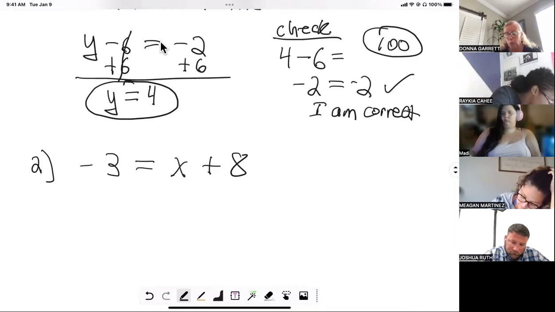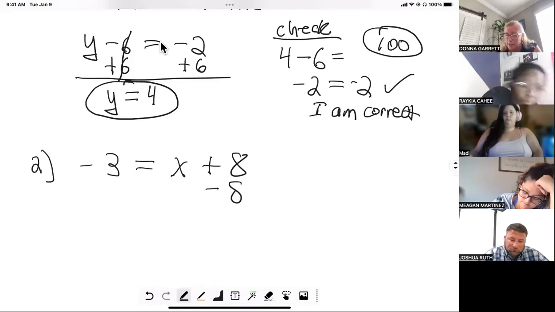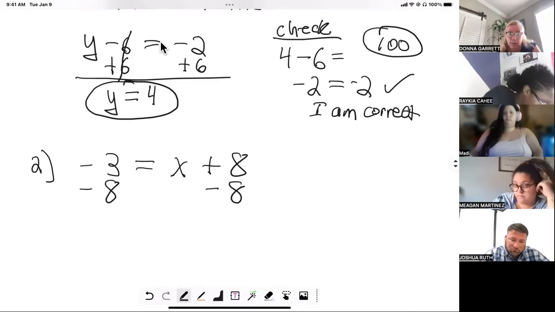So this time, though, my x is on the right side. So I want to get x by itself. I need to get rid of positive 8. Positive 8 has to go away. It has to move to the other side. How do I move it to the other side? I'm going to do the opposite sign. Instead of adding 8, I'm going to subtract 8, because I will make 0 next to the x. Whatever I do to one side, I do to the other side.